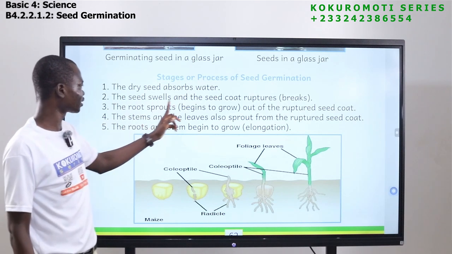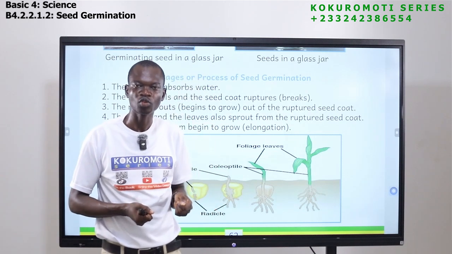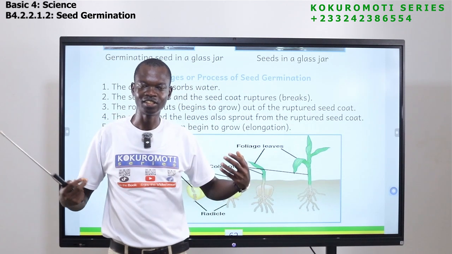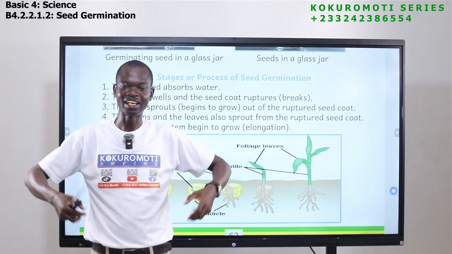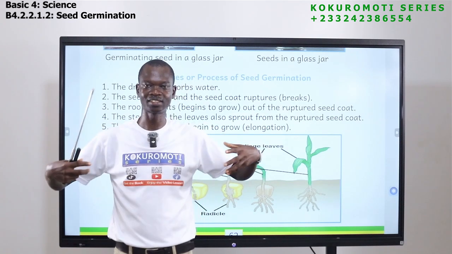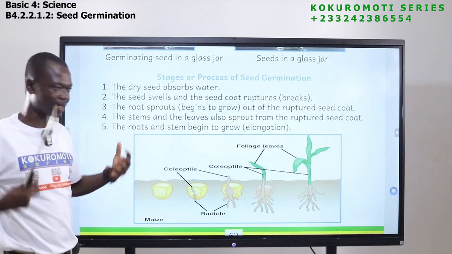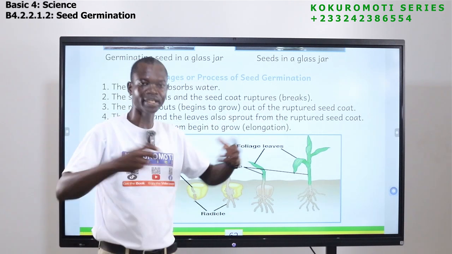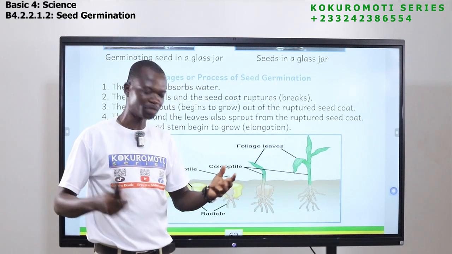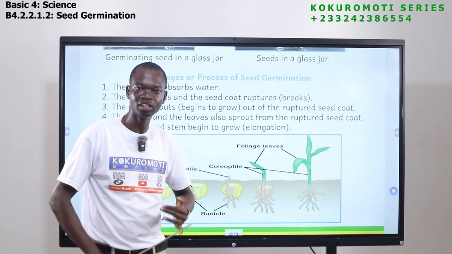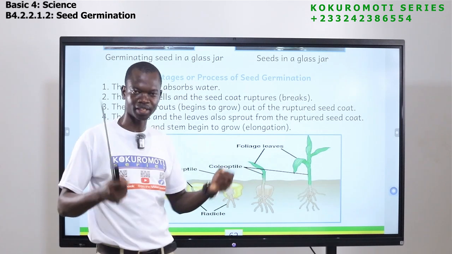2, the seed swells and the seed coat ruptures. So the water that the plants will absorb from the soil will cause the seed coat, what covers the seed, to swell. It will become big. Because of the water, it will absorb water and increase in size. We say it will swell. It will become big, and later it will rupture, meaning it will break. The seed coat will be removed. Before it is removed, 1, it needs water to swell, and then after that it will rupture, meaning it will break.